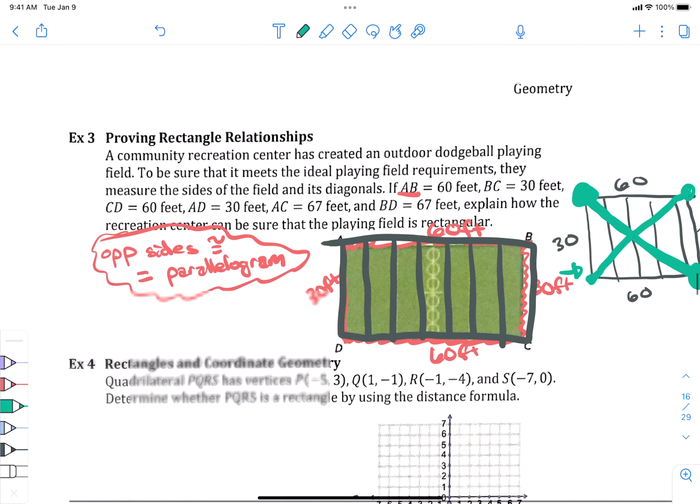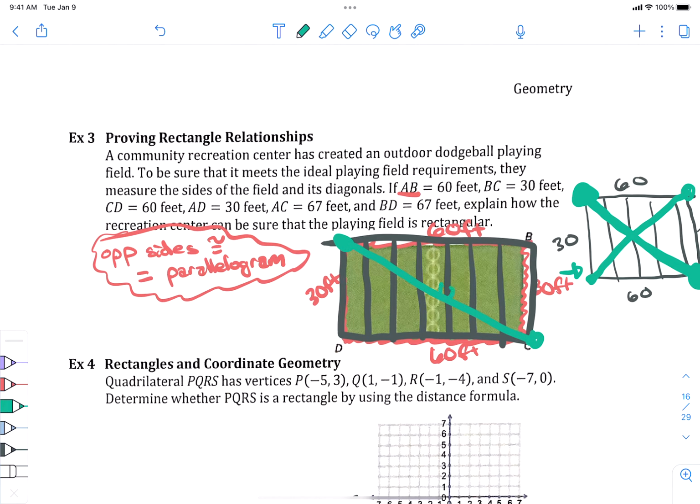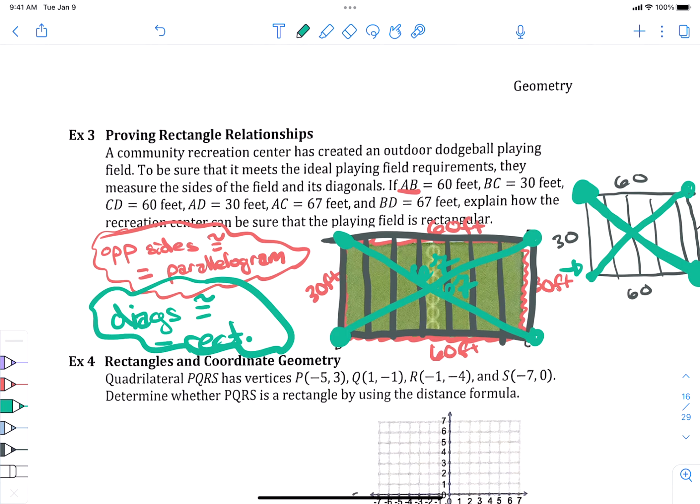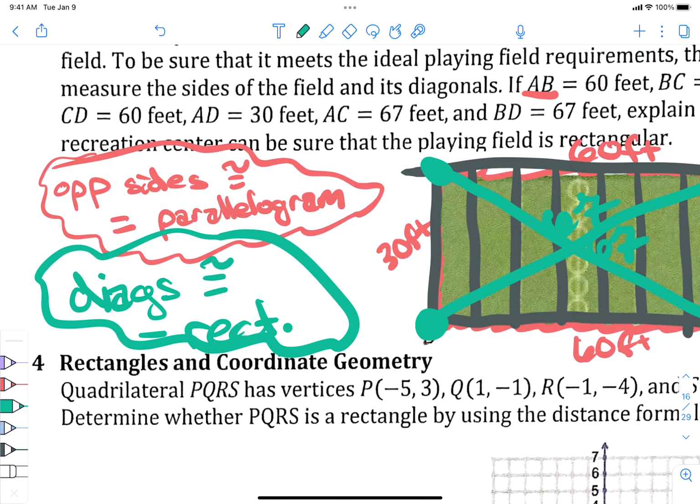So what we do, rather than just measuring the opposite sides, is we also do the diagonals. They say the diagonal from here to here is 67 feet, and the diagonal from here to here is also 67 feet. So diagonals congruent means that it has to be a rectangle then, right? Okay, so explain how the recreation center can be sure that the playing field is rectangular.